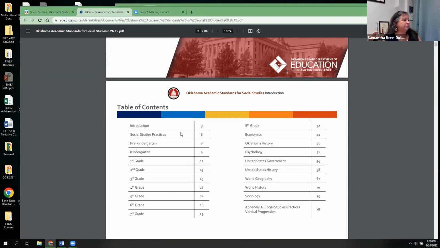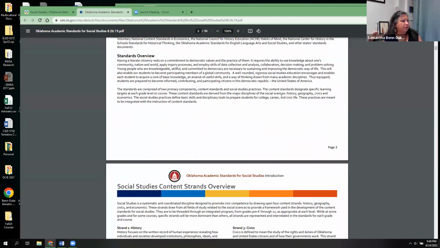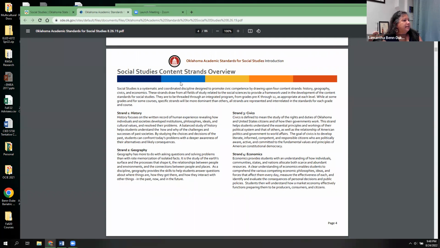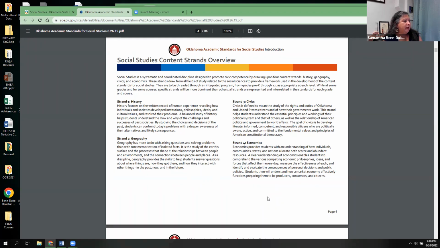Our table of contents shows us the introduction and the practices here, and then begins with the grade level, and then by content area within the high school standards. You may want to read through this sometime to get an overview of it. This gives us an overview of the content strands, the 4 strands that we look at through the OAS. And you may remember that for the lessons that you're going to be teaching, we have these 4 strands, as well as the culture strand. And you'll see how that's embedded through here as well.